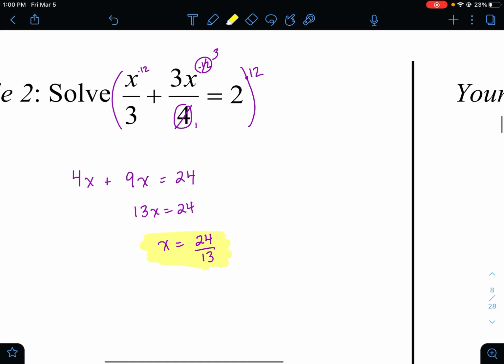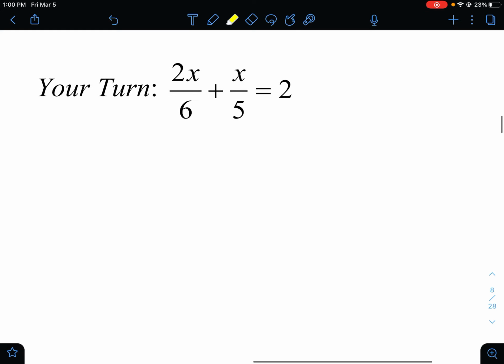Okay, now the next problem. This is the your turn. So I'm just going to complete this problem and show you the other way. We could find a common denominator, just like we did when we were adding rational expressions.